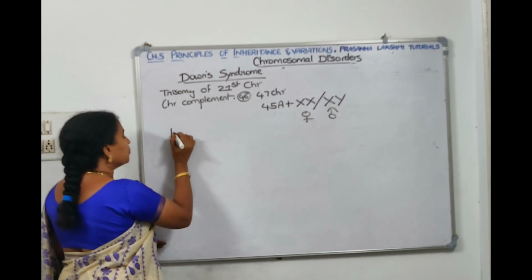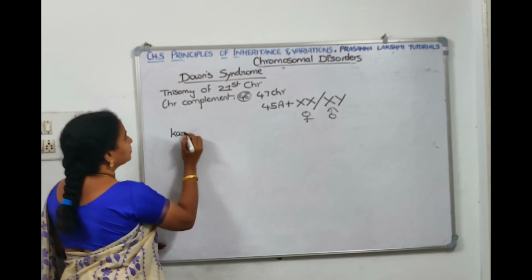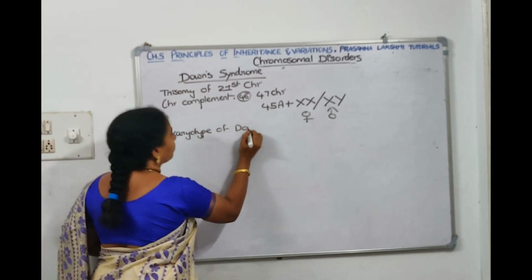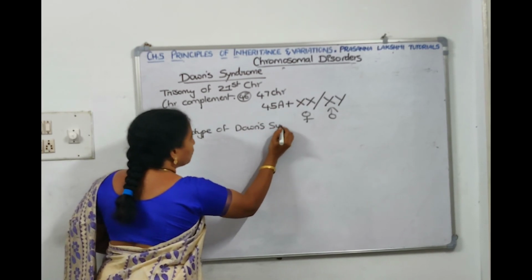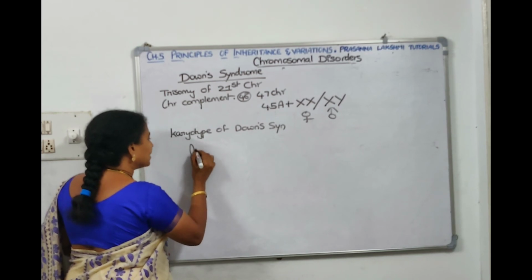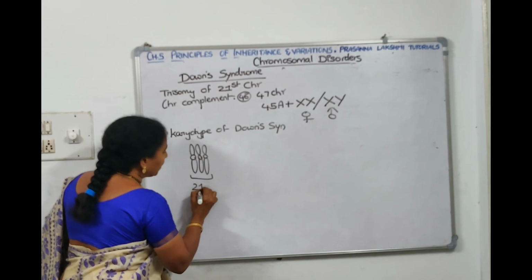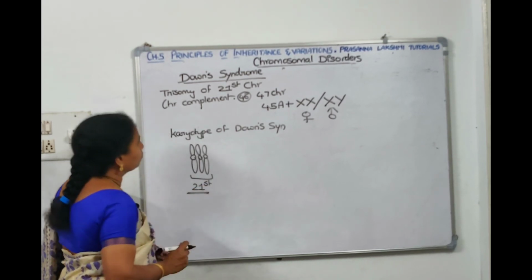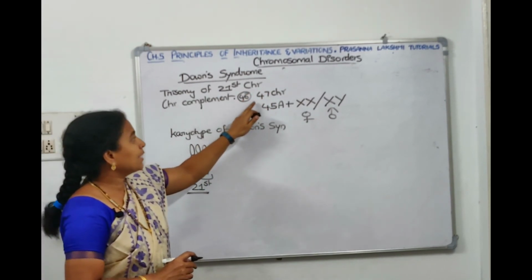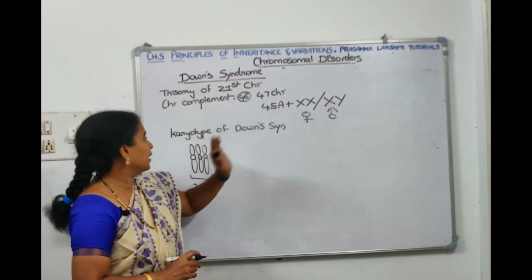So in NCERT textbook, they have given the karyotype of Down syndrome. If you carefully see, they have given 21st chromosome as 3 in number. Instead of 2, the 21st chromosome, one additional chromosome came. That's why it's called trisomy of the 21st chromosome. That is why instead of 46, they have 47 chromosomes. Autosomes are added, so instead of 44, they have 45, right?